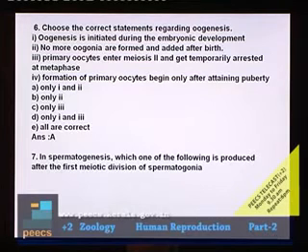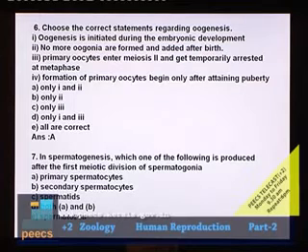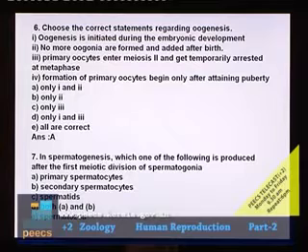Coming to question number 7, in spermatogenesis, which one of the following is produced after the first meiotic division of spermatogonia? Here we have a set of options: primary spermatocytes, secondary spermatocytes, spermatids, both A and B, and spermatozoa. Can you find the answer here? You know, which cell undergoes the first meiotic division in spermatogenesis? Do you know that cell? It is the primary spermatocyte. So after the first meiotic division, there will be formation of the secondary spermatocyte. So the correct answer will be option B here.